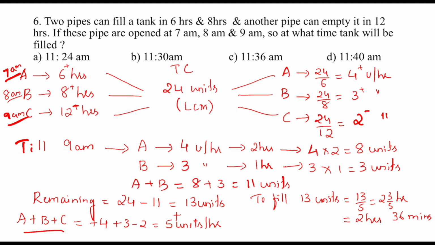So that means all three are opened at 9 am. At 9 am all three are started, isn't it? So 9 am plus these 2 hours 36 minutes. How much will it give? 9 plus 2 is 11 and these 36 minutes. So 11:36. So at 11:36 the tank will be filled. So option C is the answer.